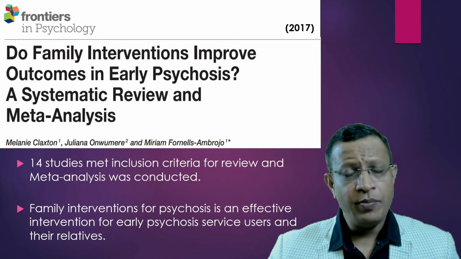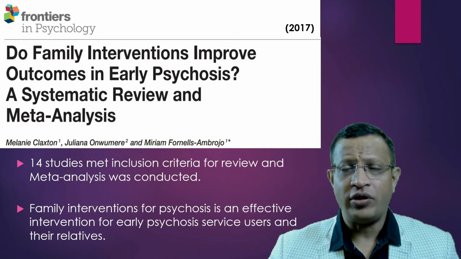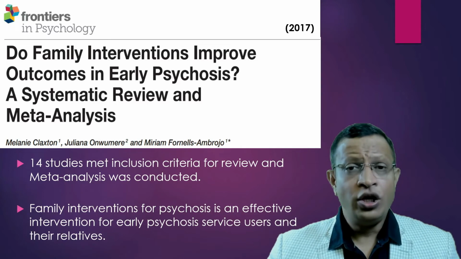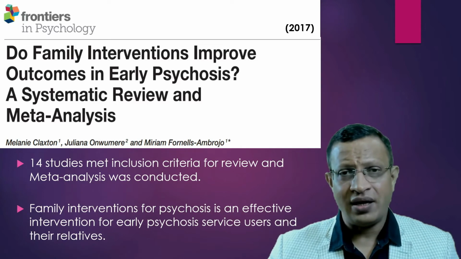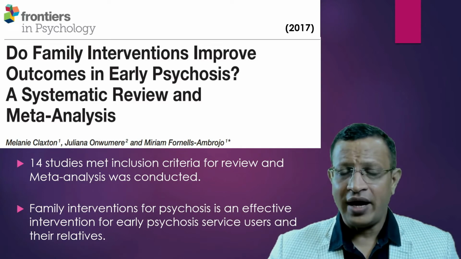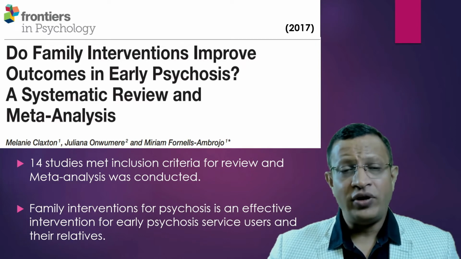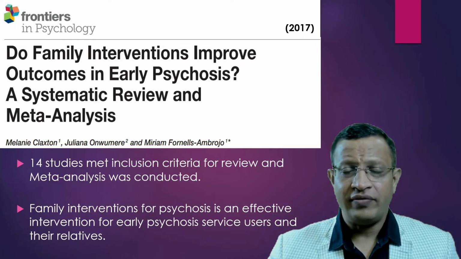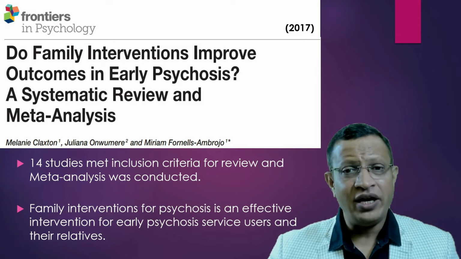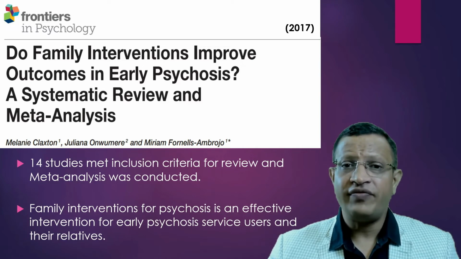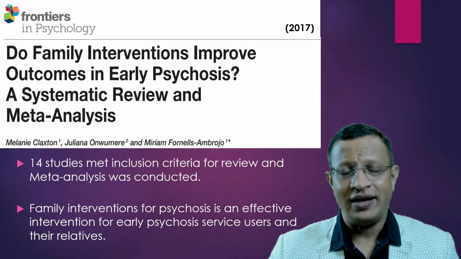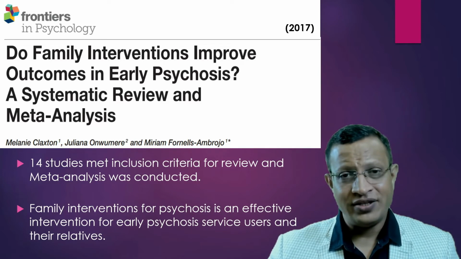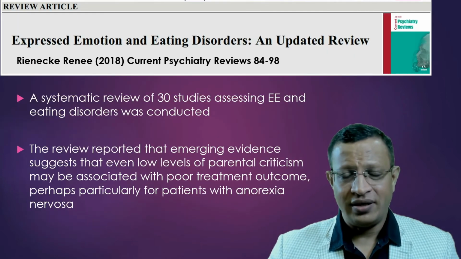One more important review article was published in Frontiers in Psychology in 2017. Do family interventions improve outcomes in early psychosis? A systematic review and a meta-analysis. Here, 14 studies met the inclusion criteria for the review and meta-analysis was conducted. In this study, the family intervention for psychosis was found to be an effective intervention for early psychosis service users and for the relatives. Again, adding evidence towards the early intervention in high-risk population and also to intervene whenever there is a high expressed emotion.